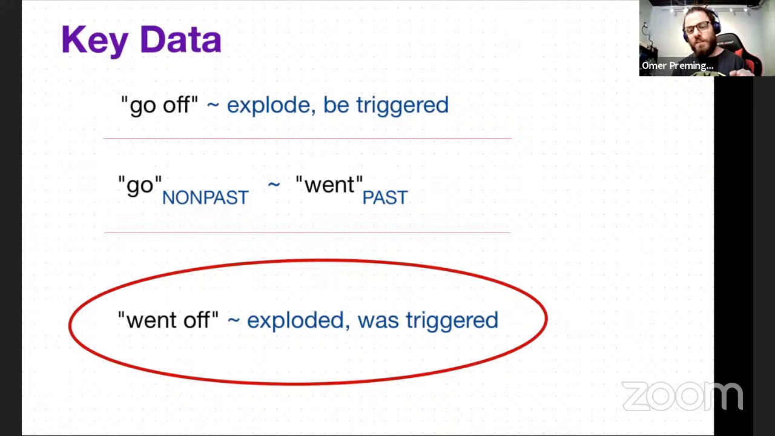So there are expressions like go off. These have various descriptive names. People sometimes call these phrasal verbs or particle verbs. My only point that I want to make here is that this is a combination of the expression go and the expression off in a way that ends up meaning something that you couldn't predict from those parts. So it means something like to be triggered or to explode.